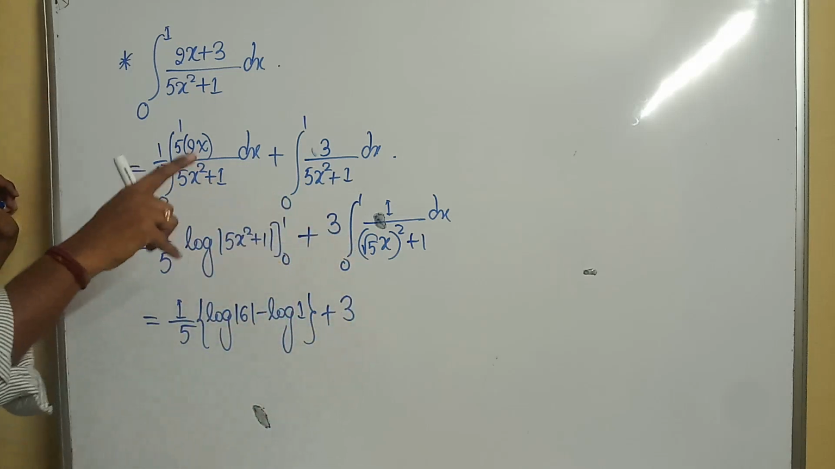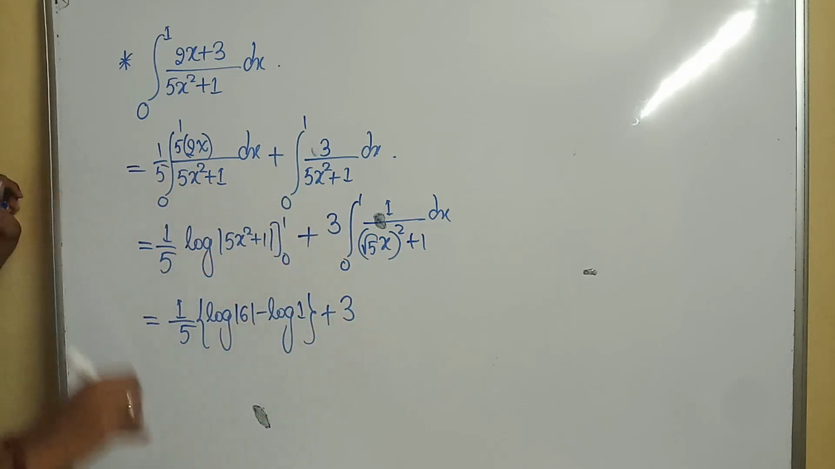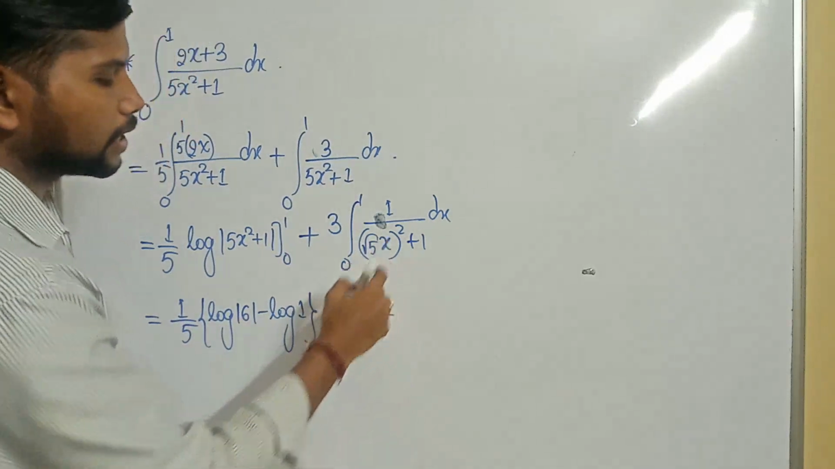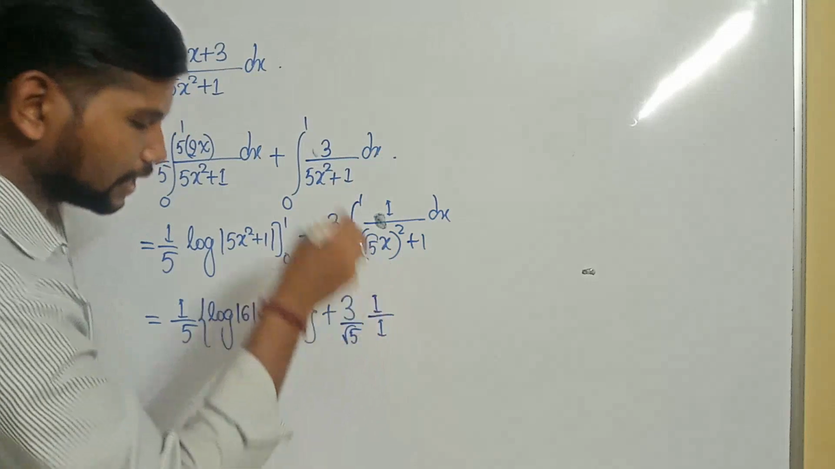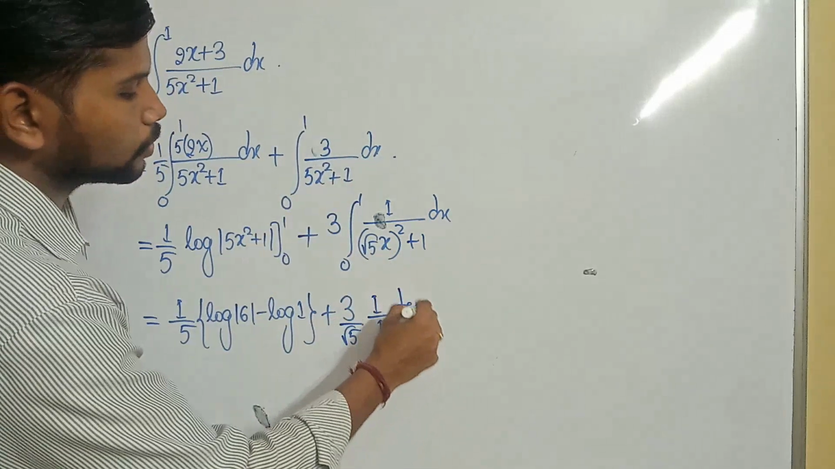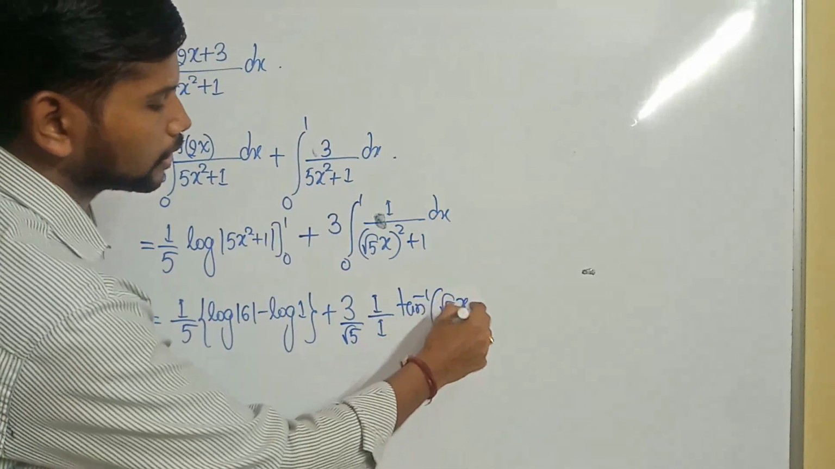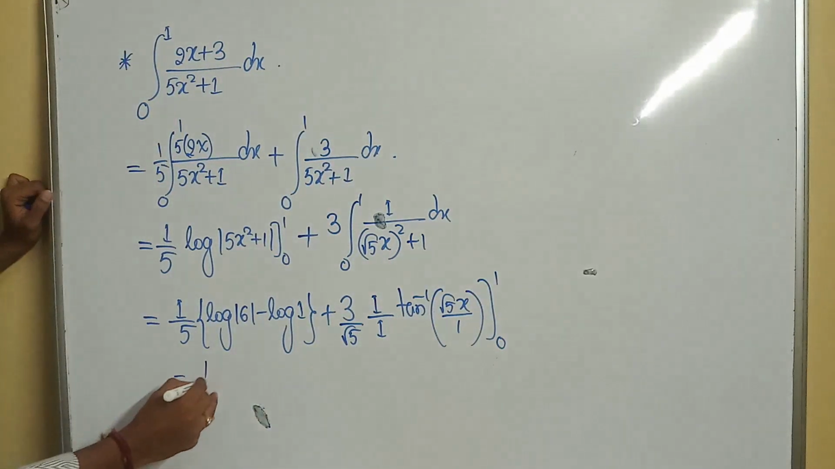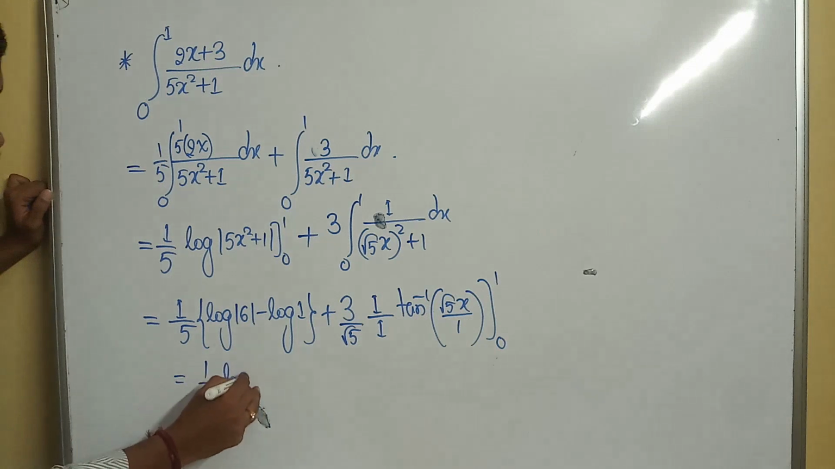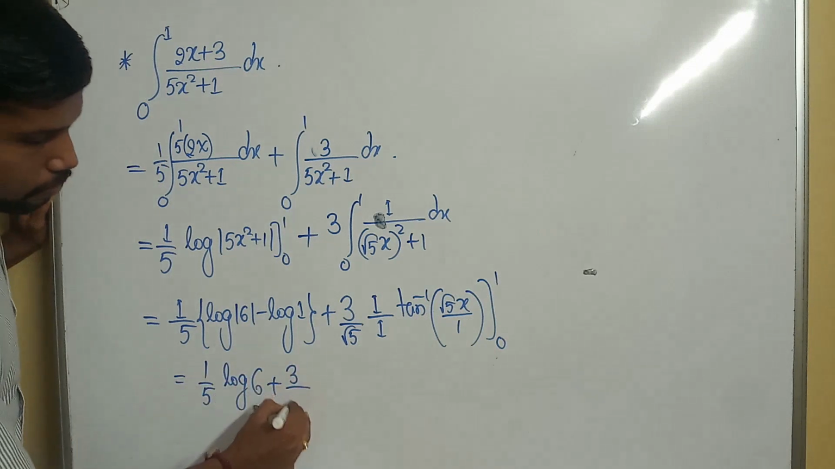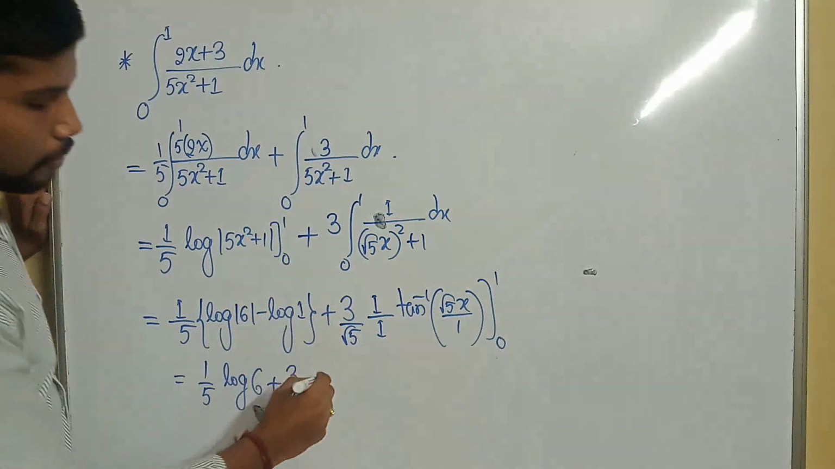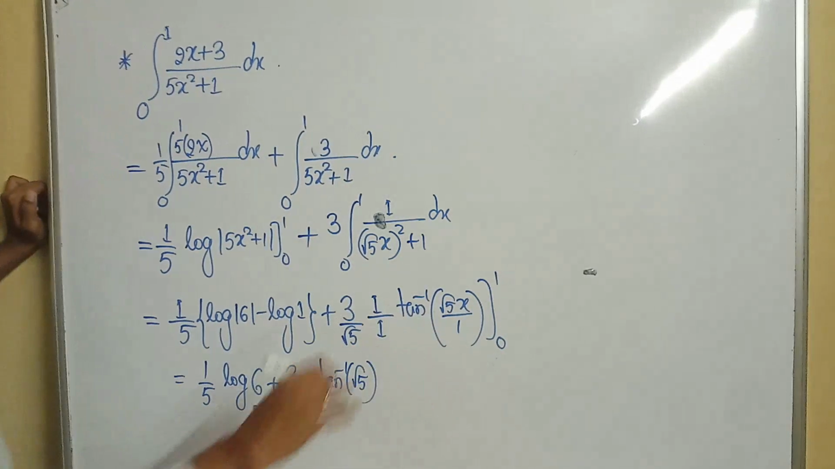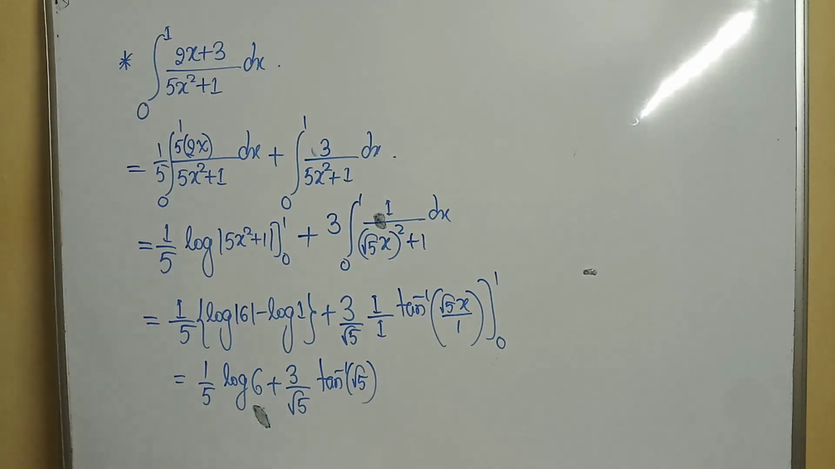It is plus 3 times the integral of 1 divided by x square plus a square. It will be 1 by root 5, since the derivative of root 5x is root 5, that I need to divide, tan inverse of root 5x divided by 1. The limits are 0 to 1. Now it will be 1 by 5 log of 6, plus 3 divided by root 5, upper limit value tan inverse of root 5 minus tan inverse of 0, which will be 0. Leave it. Got the point clearly?